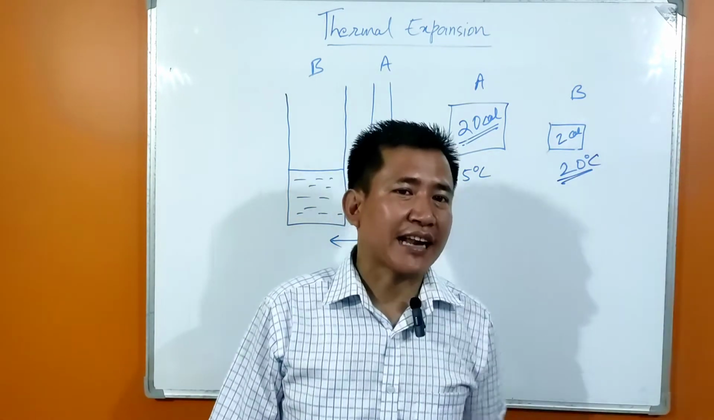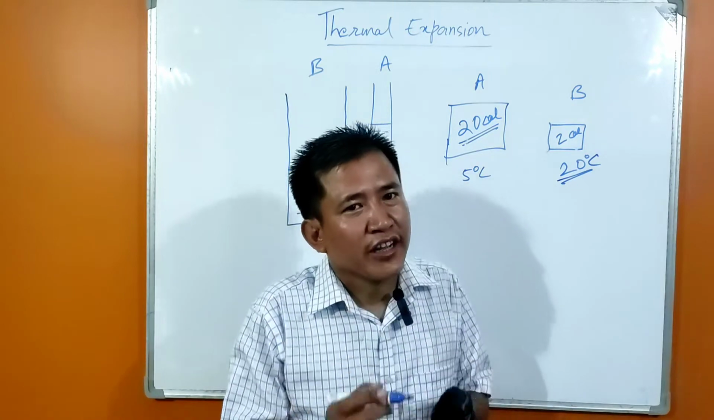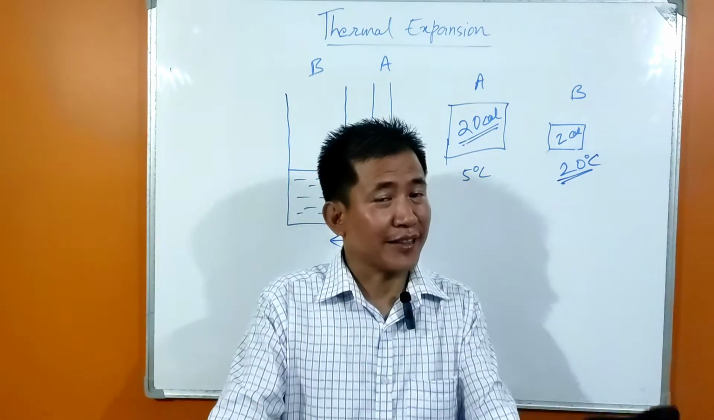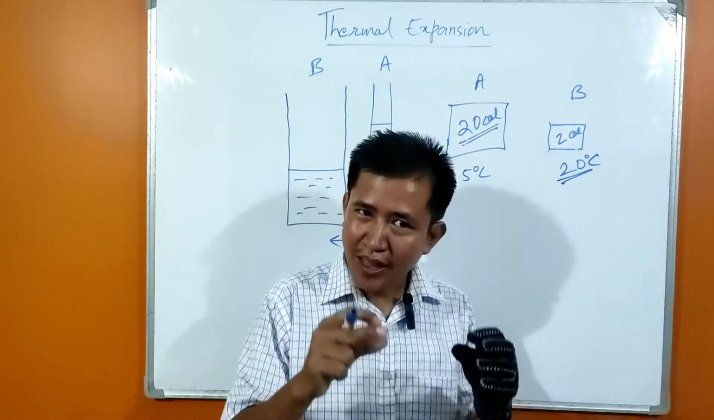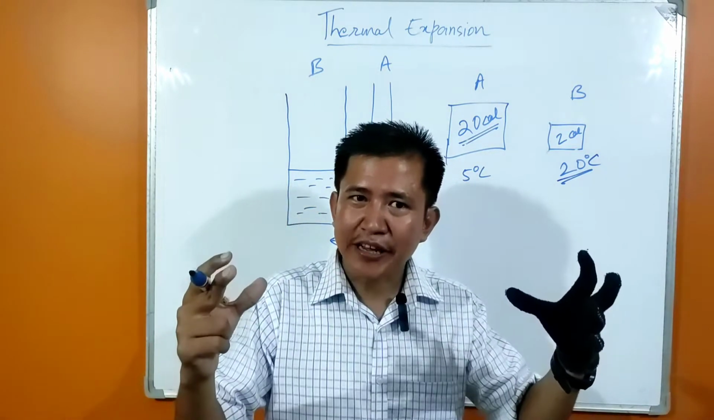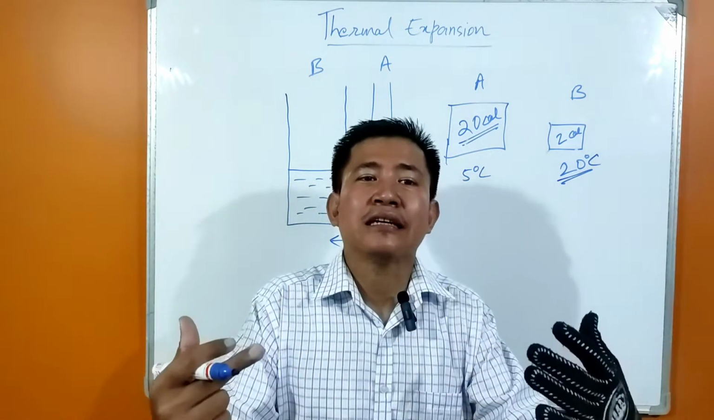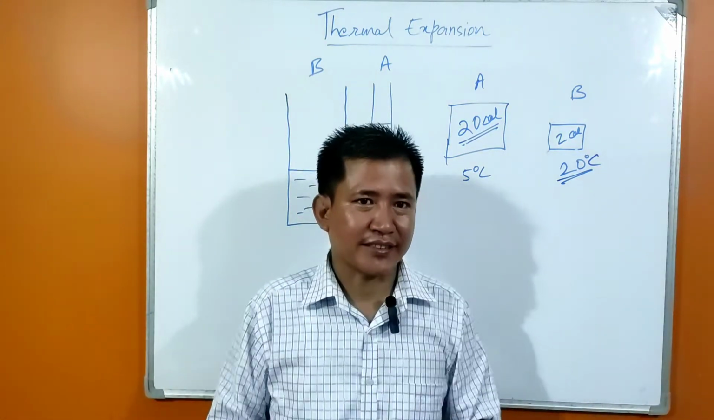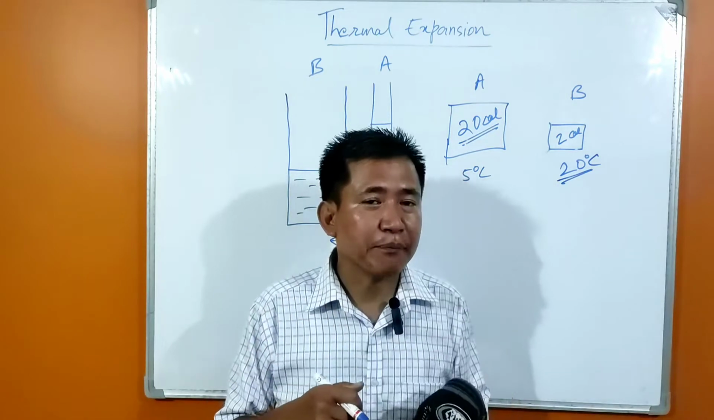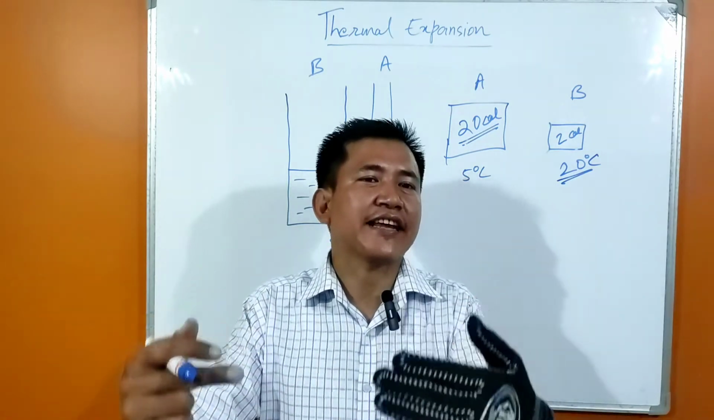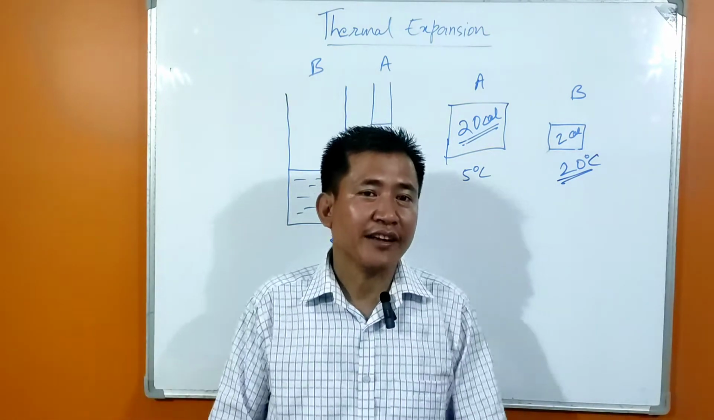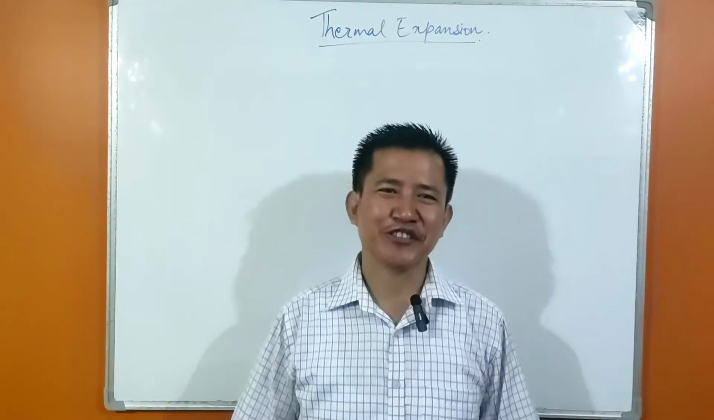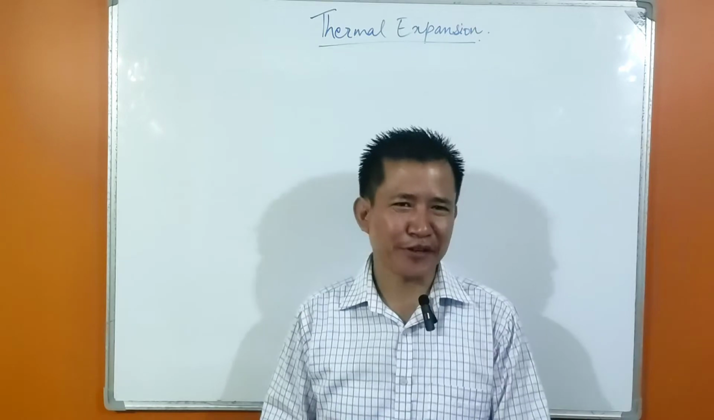If the body is at higher temperature, then the body loses heat. If the body is at lower temperature, then the body gains heat. The body at higher temperature, when it comes in contact with the body with lower temperature, loses heat. The body with lower temperature, when it comes in contact with the body with higher temperature, gains heat. Okay, got my point? We understood about heat and temperature.